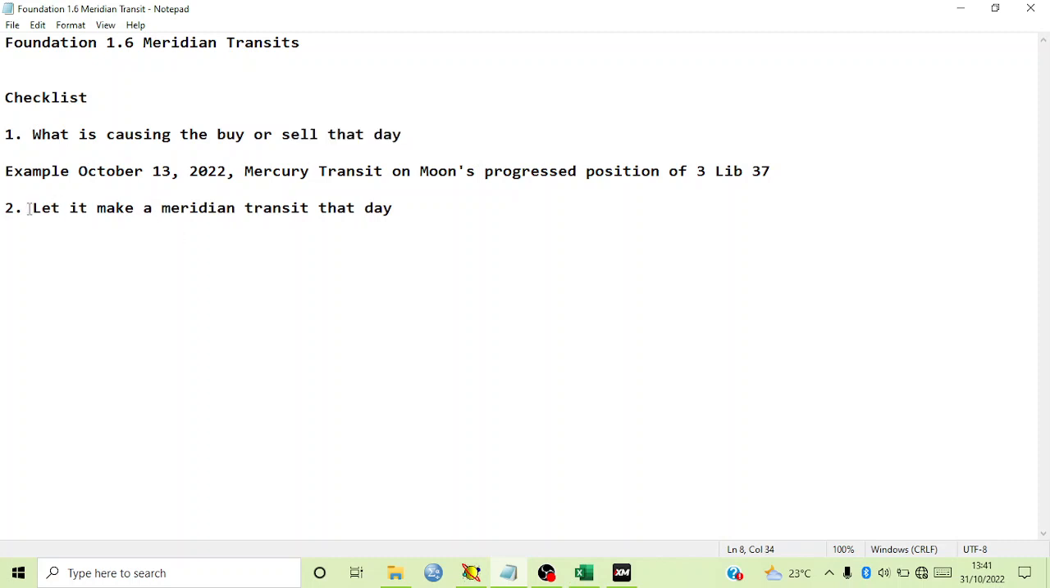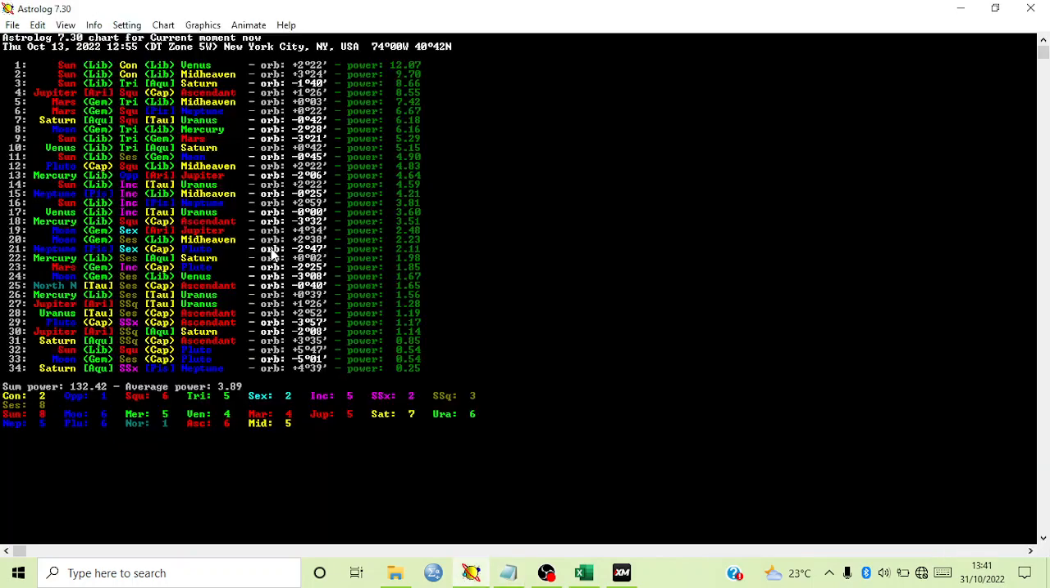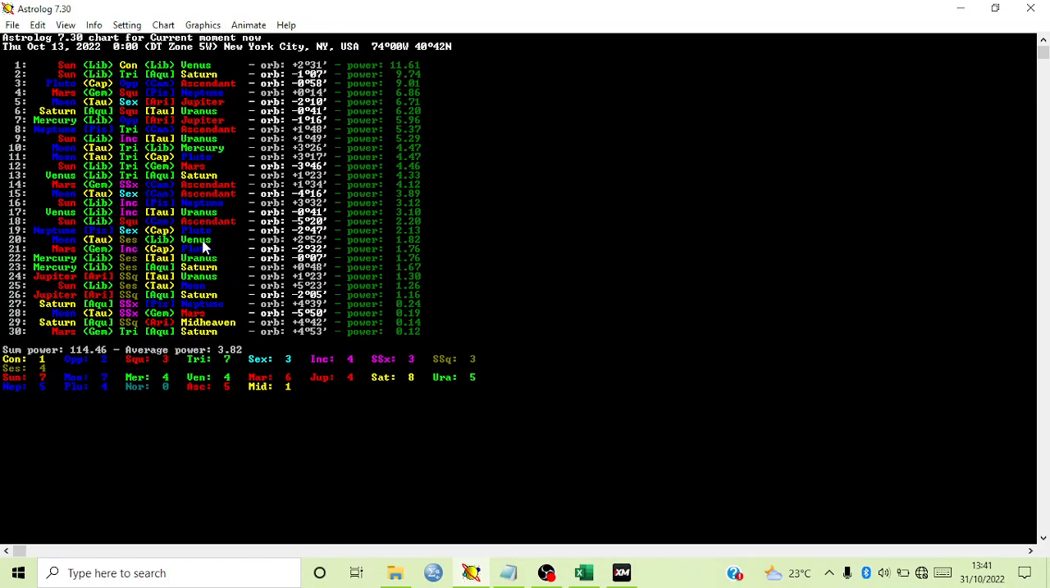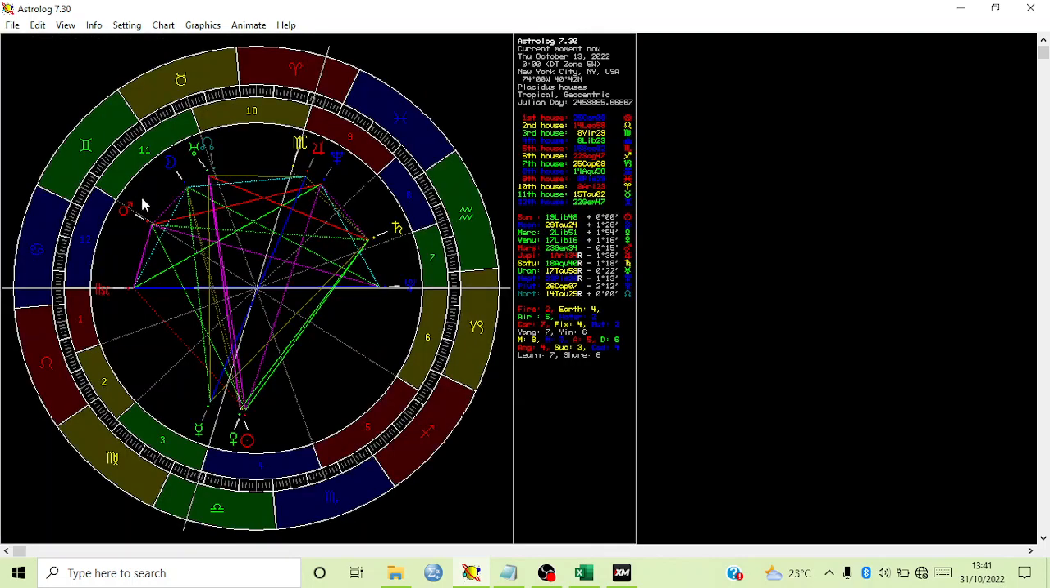So what we're going to do is change the time to midnight, on that particular day, and then I'm going to click the V so that I'm able to see them, right? So when we go to midnight, we have the MC here, and we have got its opposite here, right?